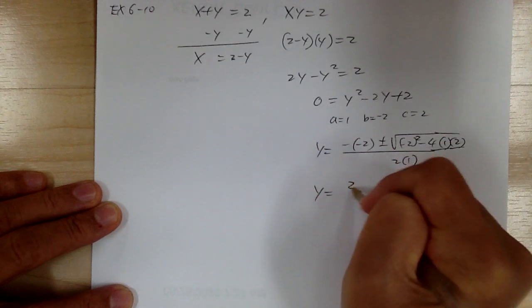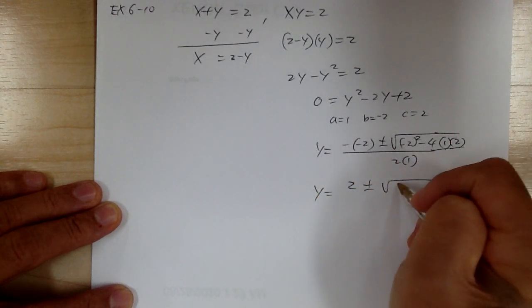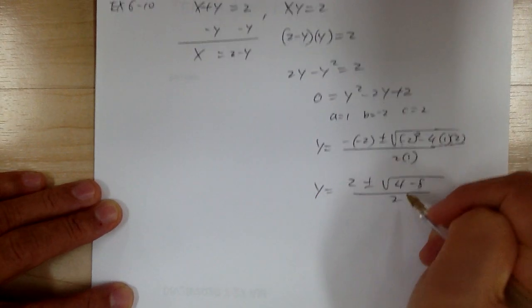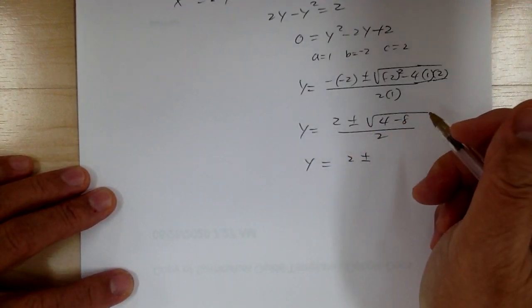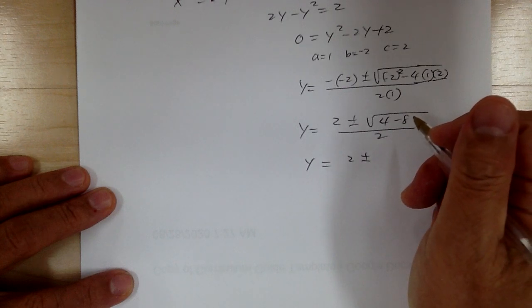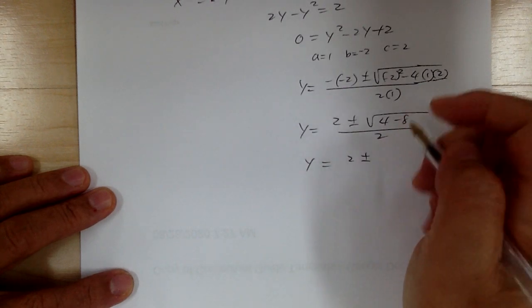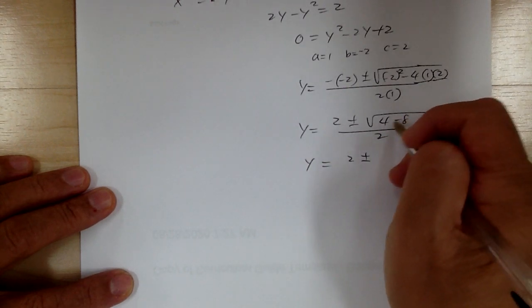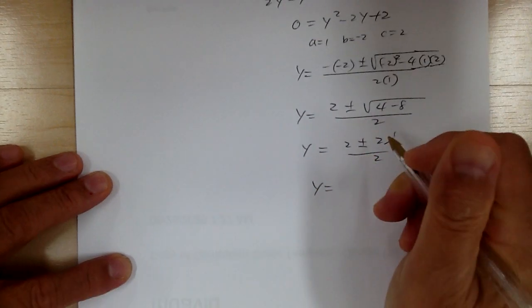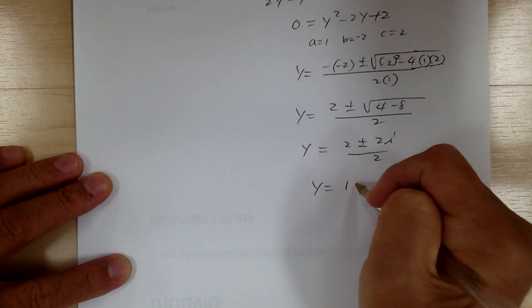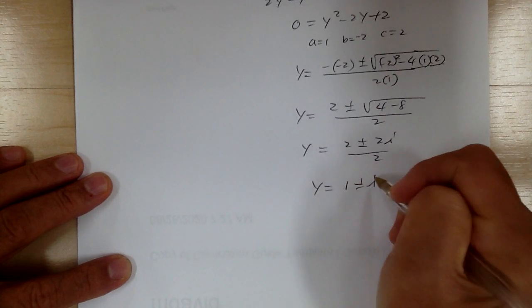So y equal to 2 plus or minus square root of 4 minus 8 over 2. So y equal to 2 plus or minus, so this would be negative 4, so it would be 2i over 2. So y will equal 1 plus or minus i.